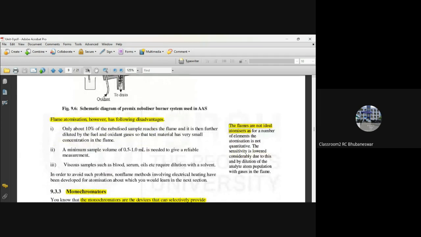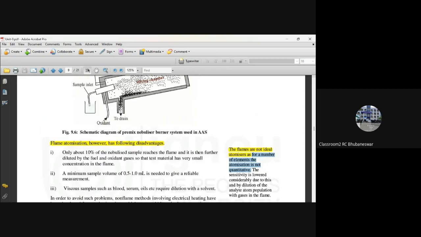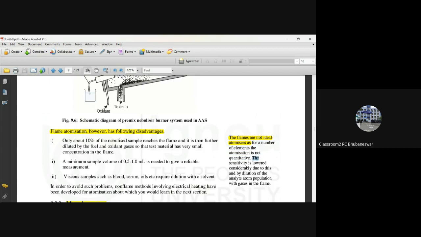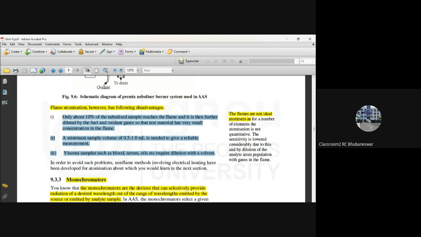But these flames are not ideal atomizers, as for a number of elements the atomization is not quantitative. Just imagine, this is not an ideal atomizer, so how much goes in quantitatively is not precise. The sensitivity is considerably lower due to this, and due to dilution of the analyte atom population with gases in the flame. So here some points have been marked under the disadvantages of flame atomization. Only about 10% of the nebulized sample reaches the flame.